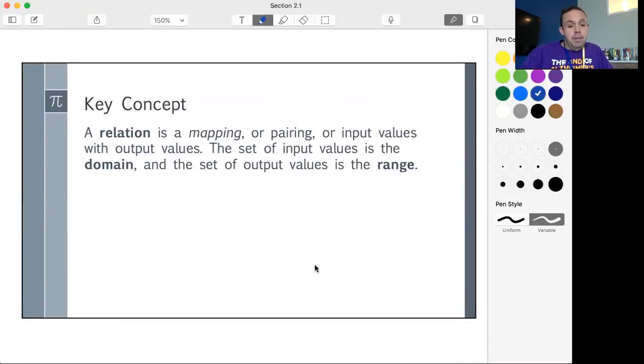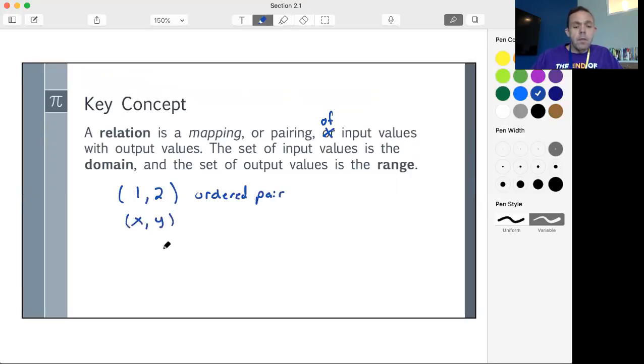A relation is a mapping or a pairing of input values with output values. The set of input values is called the domain, and the set of output values is called the range. So what we're talking about here is a relation just puts two numbers together. So the number 1, 2, and this is represented as an ordered pair. And you've seen these before, so often it's the x comma the y. So a relation just says the number 1 goes with the number 2.